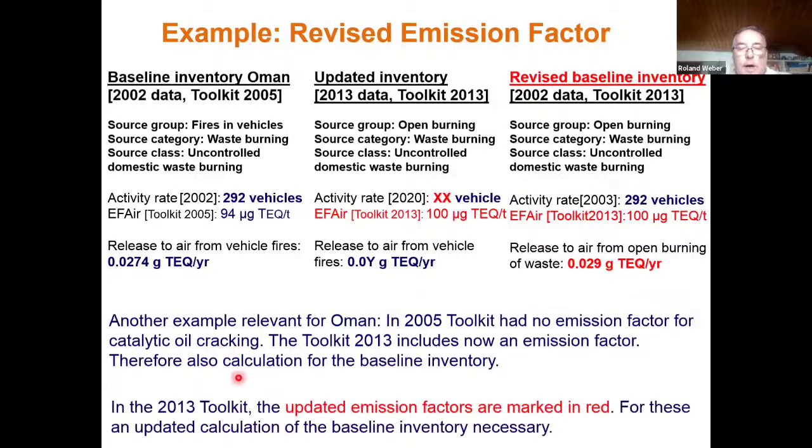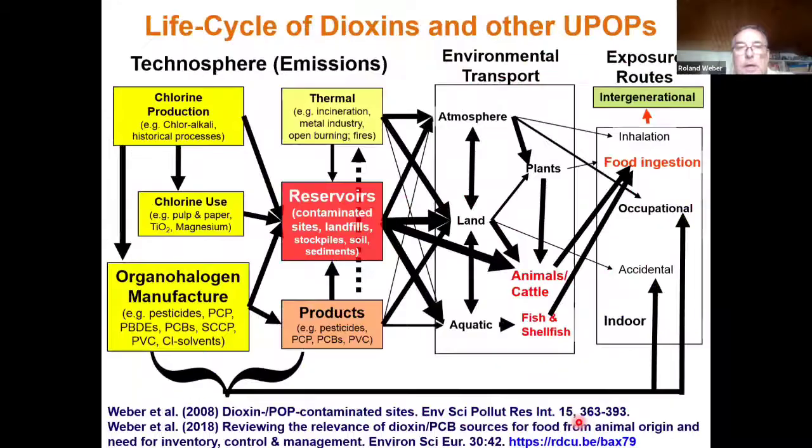So in the 2013 toolkit, the updated emission factors are marked in red. So you see immediately that only a few emission factors have changed. Most emission factors are still the same. So it will not be a big work to do an update of your baseline inventory. Good.